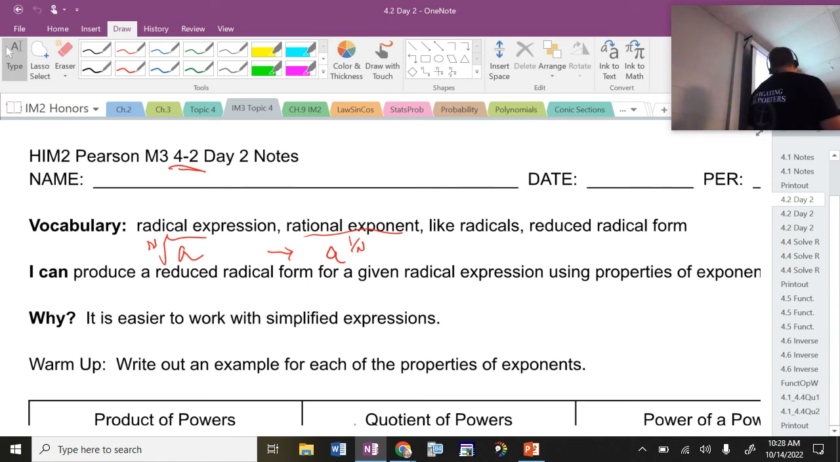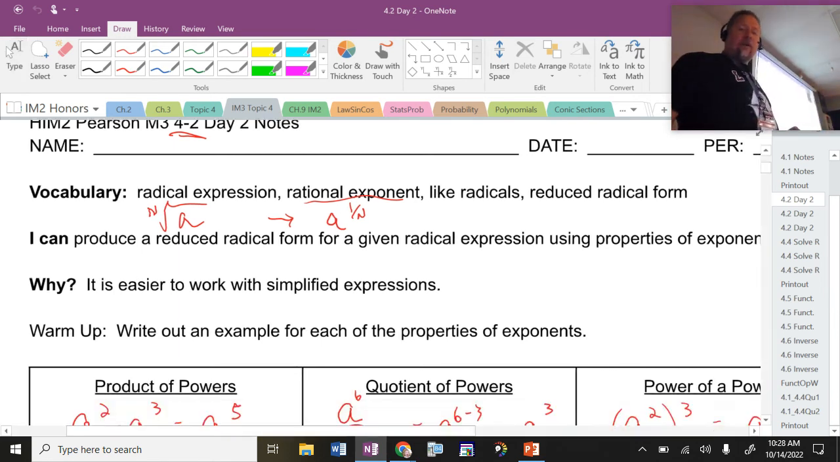This should be better. Okay, I can produce a reduced radical form for expressions. Do remember this? This is going to come into play maybe once or twice, knowing that the nth root of a is equal to a to the 1 over n. All right, and it is a 1 there. And then simplifying. So now go ahead and write this down.